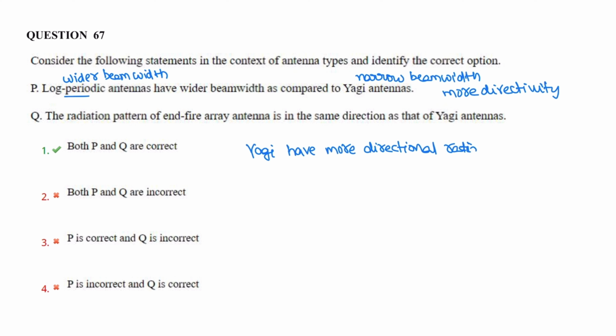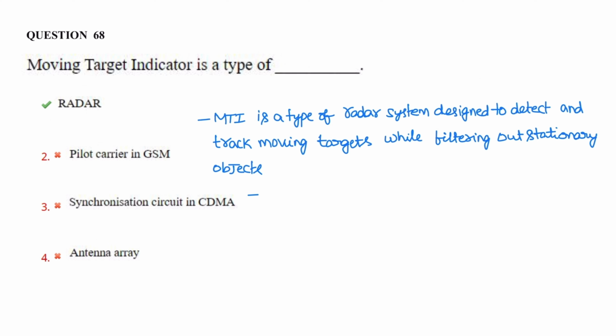More directional radiation pattern than log periodic dipole antenna for a given size. Yagi antennas are designed for narrow frequency range, while log periodic dipole antennas are designed for wide frequency range or broad radiation pattern. For log periodic antennas, the radiation pattern is broad radiation pattern. The radiation pattern of end-fire array antenna is same as the direction of Yagi antennas. Statement is correct. Next question.